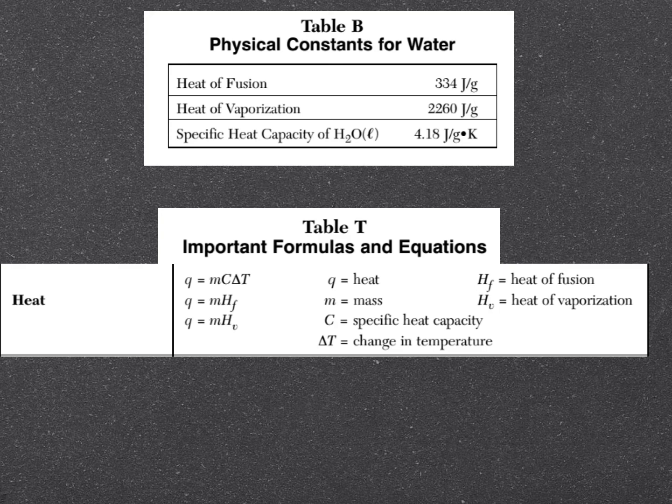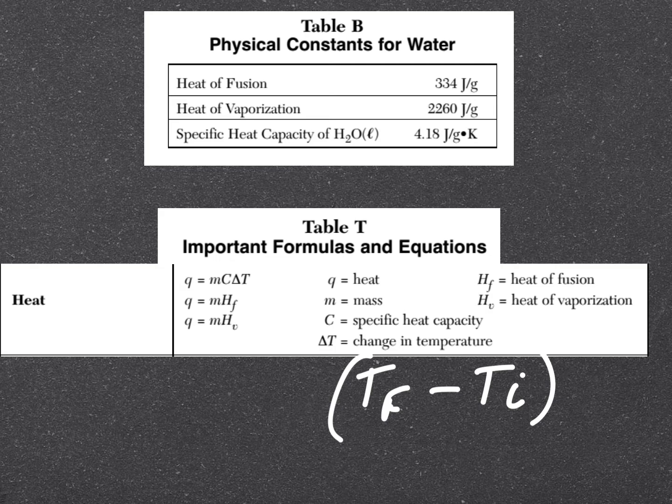Your reference table gives you a little help with this on Table T. It lists all three heat equations for you, and it lists what all the variables stand for. The one to remember, though, is the change of temperature, and in order to find that, remember you have to do the final temperature, TF, minus the initial temperature, TI, and it must be in that order. This will give you a negative or positive when appropriate.